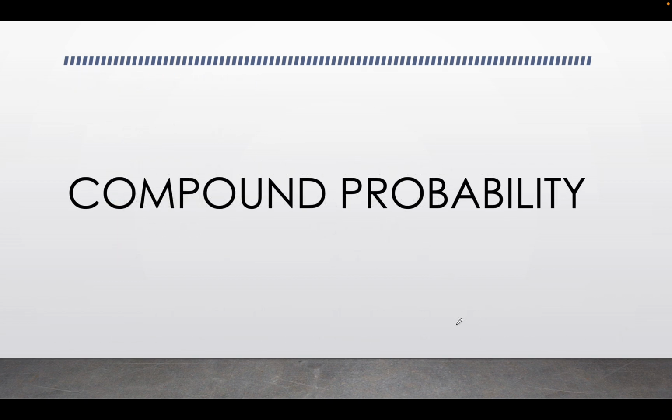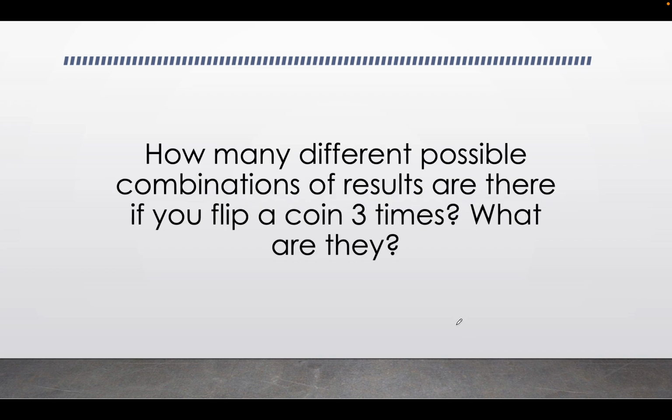Now that we've looked at simple probability, let's talk about compound probability. To do that, let's try this example first. How many different possible combinations of results are there if you flip a coin 3 times? And what are they? Pause and take a minute to try to answer this question.